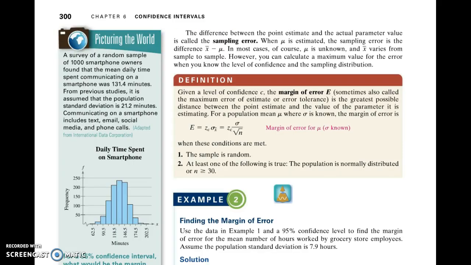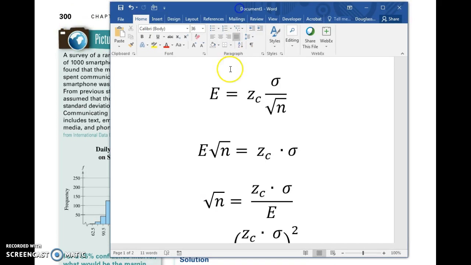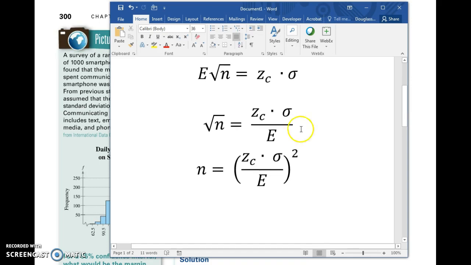Let me show you quick where that formula came from. It's directly related to our margin of error formula on page 300. So using that exact definition, if we multiply both sides by the square root of n, and then we divide both sides by e, the margin of error, and now we square both sides, we get that exact formula that I just showed.